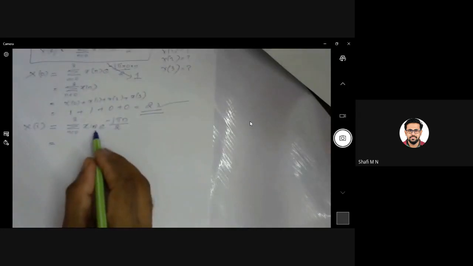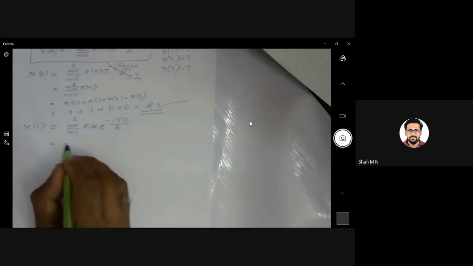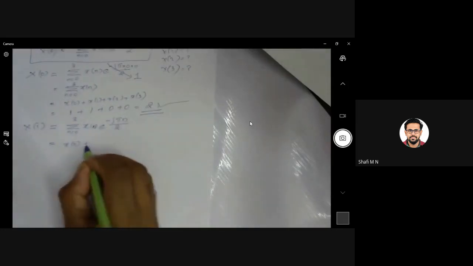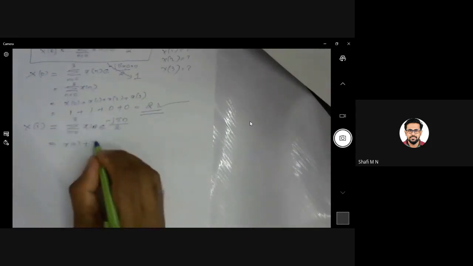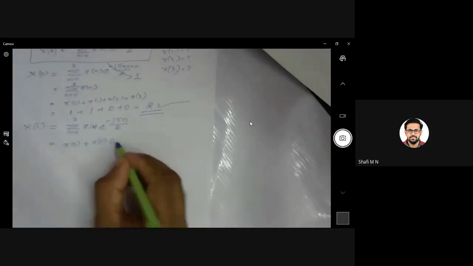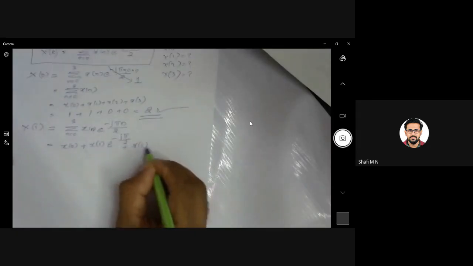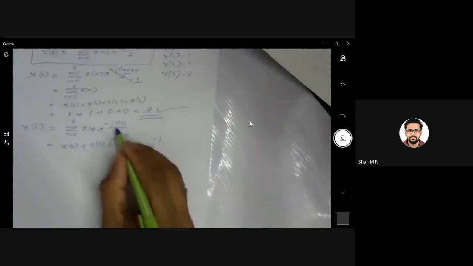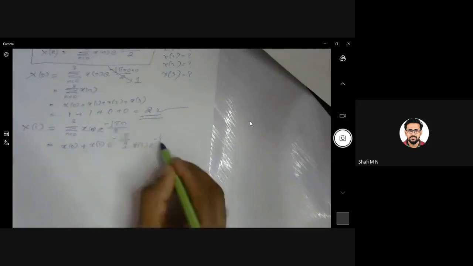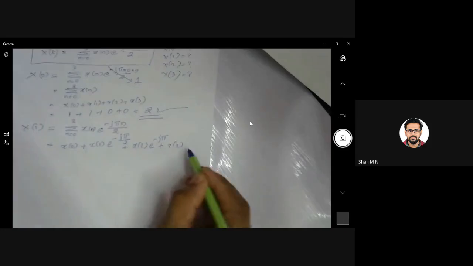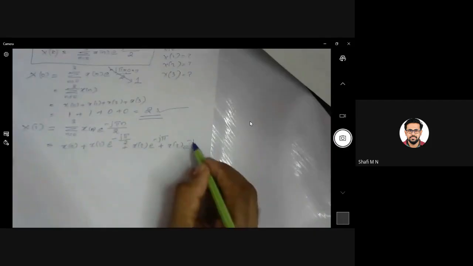X of 0 into e power 0, so that will be x of 0 plus, substitute n equal to 1. I am changing the index 0 to 3. x of 1 into e power minus j pi by 2 because n is 1, plus x of 2 into e power minus j, now n is equal to 2, 2 will get cancelled, minus j pi, plus x of 3 into e power minus j, n is 3, so this will be 3 pi by 2, minus j 3 pi by 2.